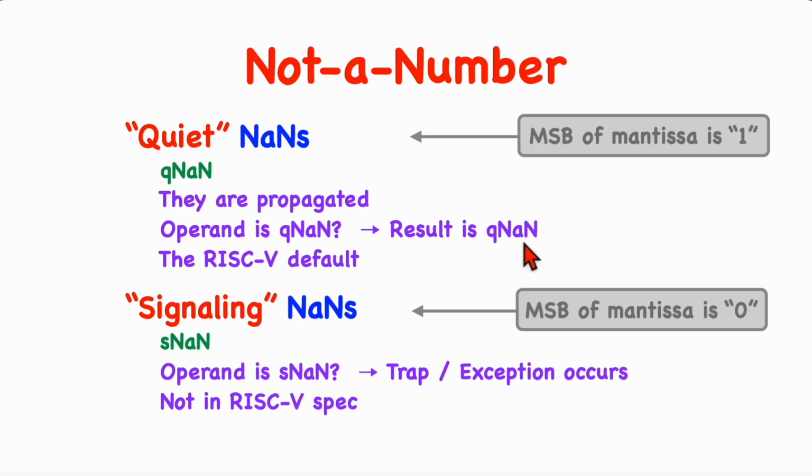Whereas with a signaling not a number value, if one of the operands is a signaling not a number, then the computation will stop. The instruction will cause an exception, and then trap handling will ensue. So signaling NaNs will cause an end to the computation and an exception, whereas quiet NaNs will be propagated. And as I said, with the RISC-V processor, by default, the not a numbers are quiet, and so signaling is an option that's probably not going to be implemented in the processor you have.